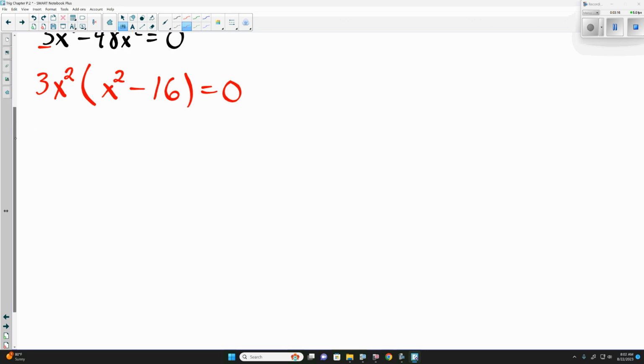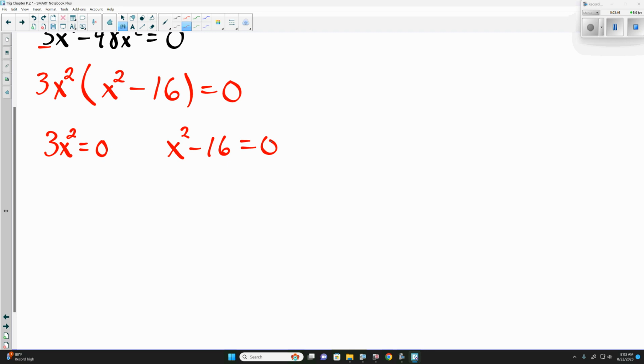Now we have two things multiplied together that equal 0, so one of them must be 0. So we have 3x squared is equal to 0, and x squared minus 16 is equal to 0. And again, as we've learned from Algebra 2, the degree is equal to the number of zeros that we will have from each equation. So 3x squared should have 2 zeros. X squared minus 16 should have 2.